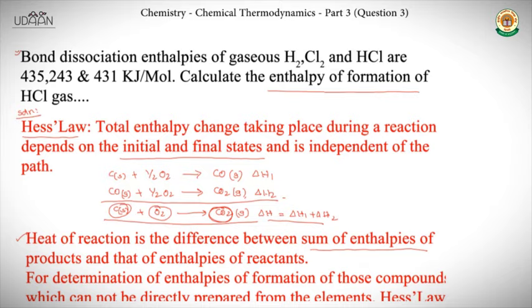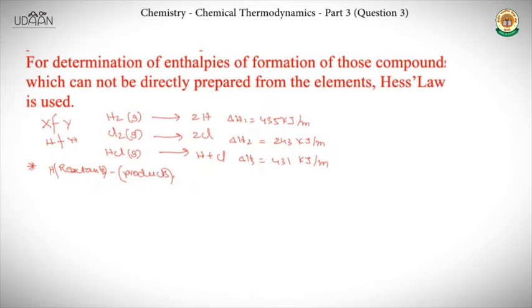What is heat of formation? Heat required for formation of 1 mole of HCl. So what is the reaction? Half of H2 plus half of Cl2 gives us 1 mole of HCl. These are the constituent elements, and we are finally getting 1 mole. So the heat generated in this reaction is the heat of formation of HCl.